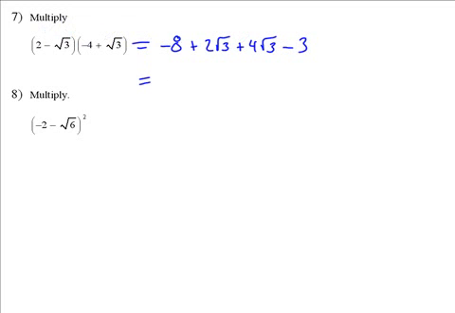Let's go ahead and combine some like terms here. Negative 8 and negative 3 is negative 11. And 2 root 3's plus 4 root 3's is 6 root 3's. That's it for number 7.